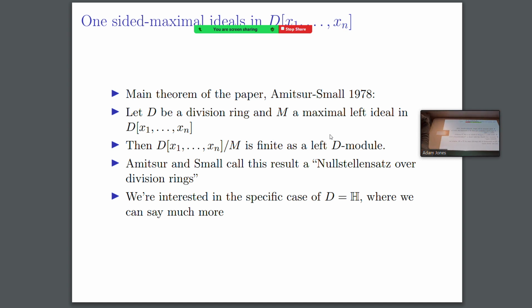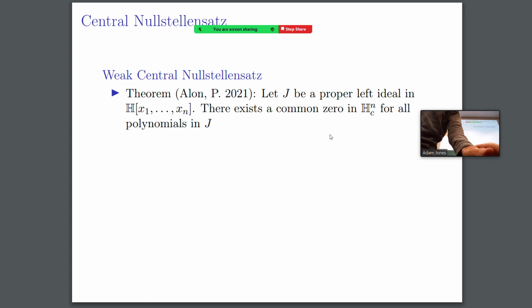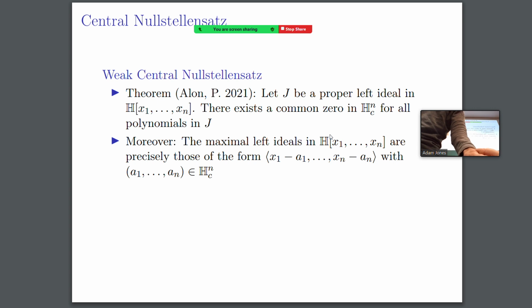We'll return to this paper a bit later, but we are interested in the specific case where our division ring is Hamilton's quaternions, and in this case we can say much more. So first we have the weak central Nullstellensatz, that's what we call it. Take a proper left ideal in this ring. There exists a common zero in the central affine space for all polynomials in this ideal.